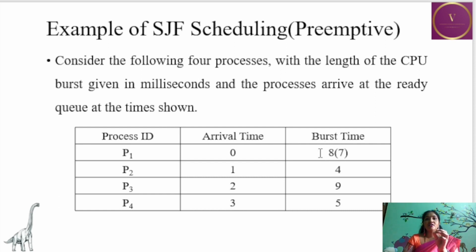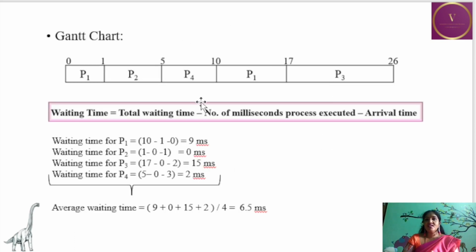The burst time for process P1, the time required, is 8. I will tell you why I have kept the 7 in brackets later when I am explaining. So the total time requirement of P1 is 8, that is the burst time. For process P2 the time requirement is 4, process P3 is 9 and process P4 is 5. So the arrival time and the burst time of each process are given. Okay, now let's draw the Gantt chart. So you are getting the process P1 at time 0.